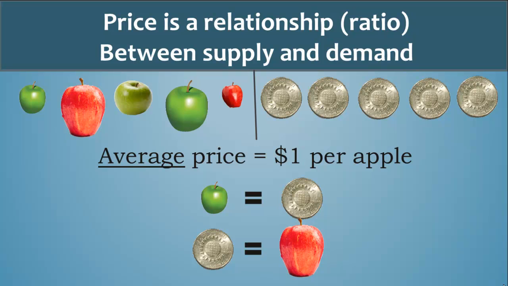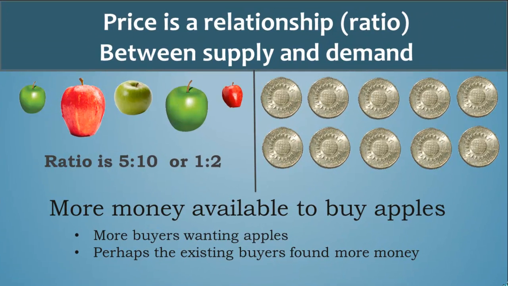Now here you see the ratio is 1-to-1 expressed in pictorial form. 1 apple equals $1, or you could always say it the other way around, $1 equals 1 apple. But what happens when the ratio changes? What if there was more money available to buy the same number of 5 apples?